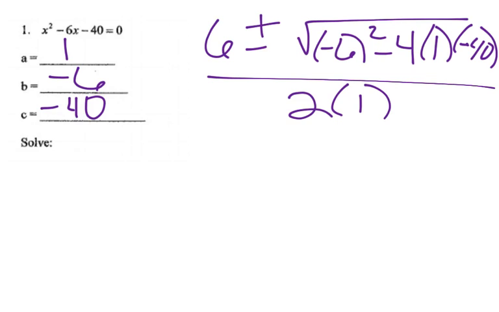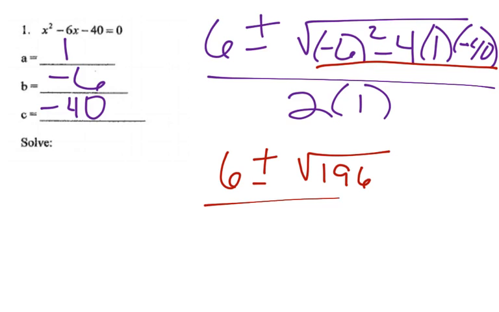Okay, start by just putting this right here in your calculator. Don't use a square root or anything. So you say open, negative 6 closed squared, minus 4 times 1 times negative 40. And you get 196. So this is 6 plus or minus the square root of 196 all over 2 times 1, which is 2. So now go second x squared and type 196. You discover that the square root of 196 is actually 14.